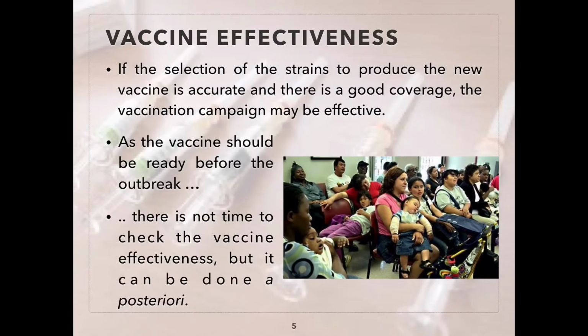If the selection of the strains to produce the new vaccine is accurate and there is a good coverage, the vaccination campaign may be effective. As the vaccine should be ready before the outbreak, there is no time to check the vaccine effectiveness, and it is usually done a posteriori.